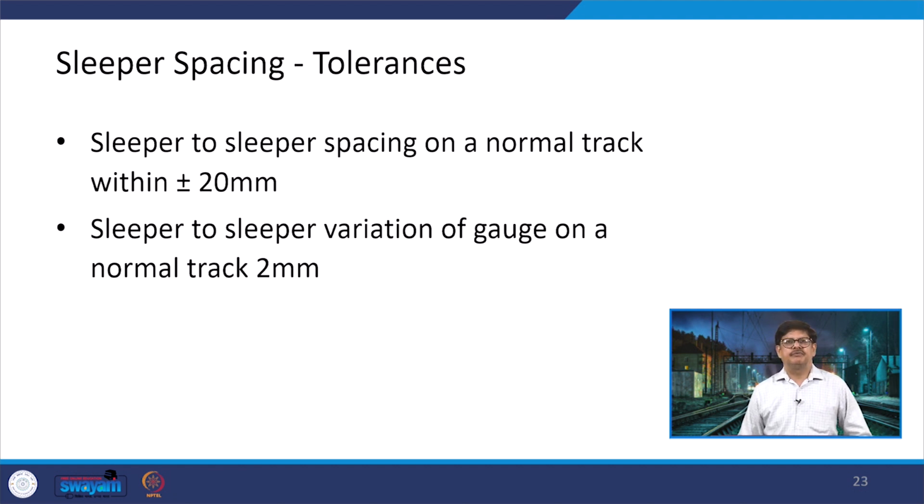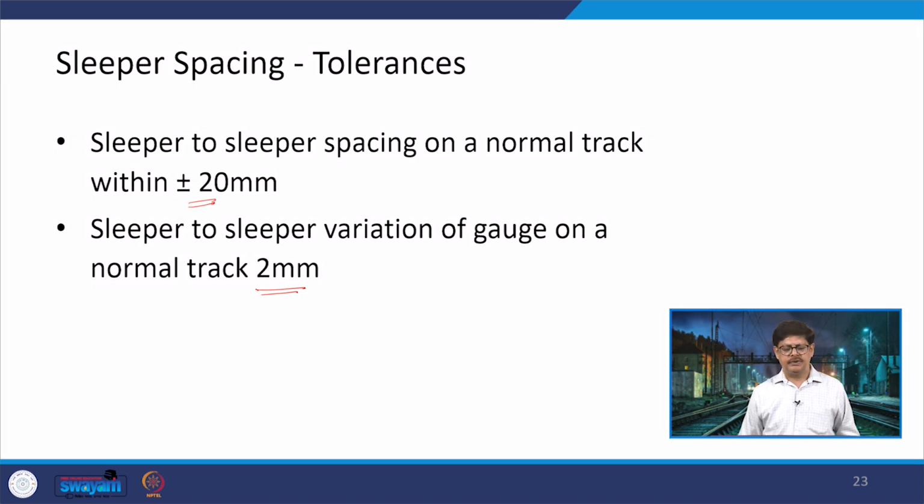Now, the last thing we are going to talk about is the tolerances. The sleeper to sleeper spacing on a normal track shall be within plus or minus 20 mm. So, whether we talk about 600 mm, 650 mm, or less or more than that, at joints 200, 150 and so on, this is the tolerance. And the sleeper to sleeper variation of gauge on a normal track is 2 mm. So, these are the two tolerances related to sleeper spacings that are defined.